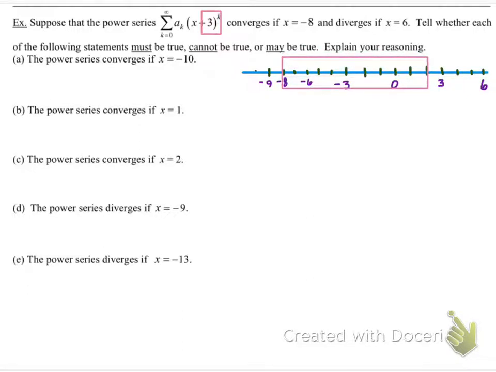That's 5 away. Okay, we know for sure that it converges 5 away from -3. We also know for sure that it diverges 9 away from -3. -3 plus 9 is 6. Yep. So we know that it diverges 9 away from -3.